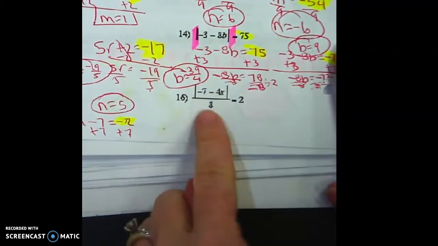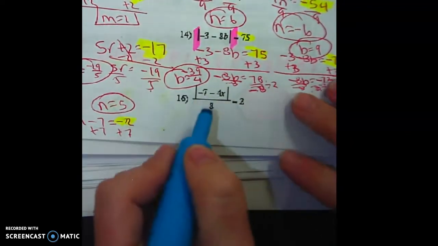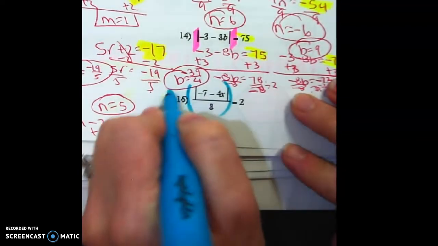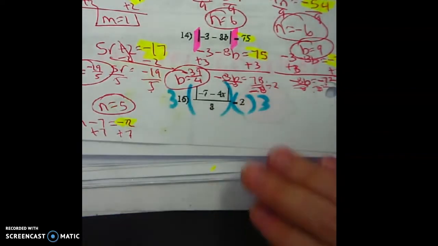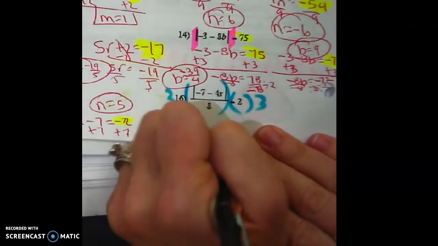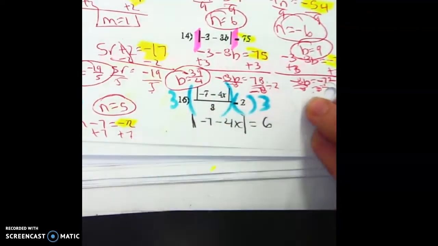Come over here. It's got the bars divided by equals. I can't have divided by. So that looks like divided by 3. So the first thing I'm going to do is multiply by 3. Then now I have the bars, negative 7 minus 4x equals 2 times 3 is 6.